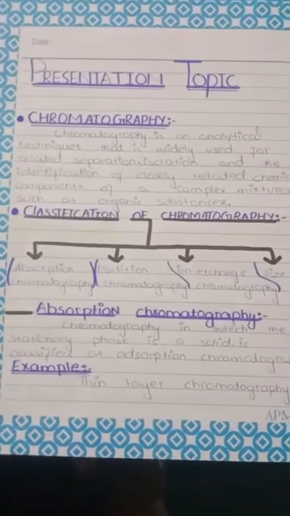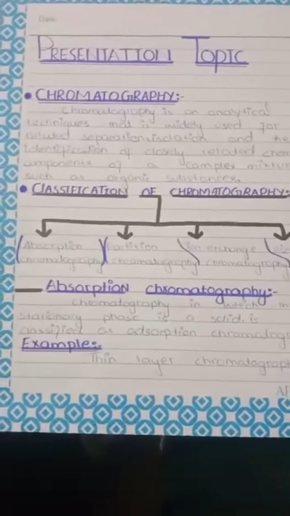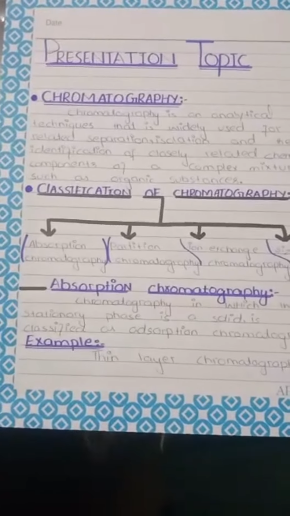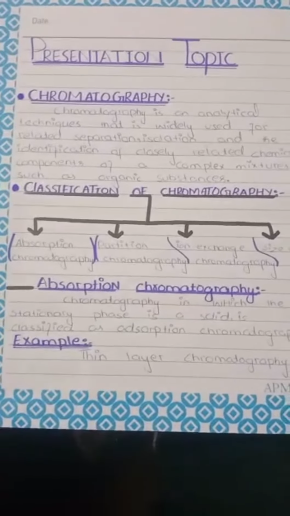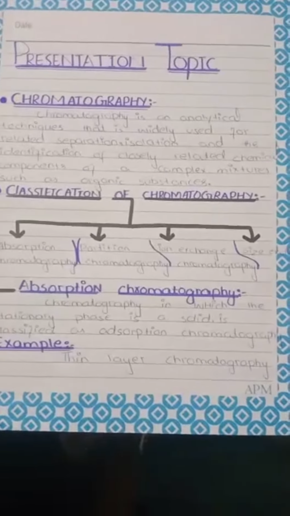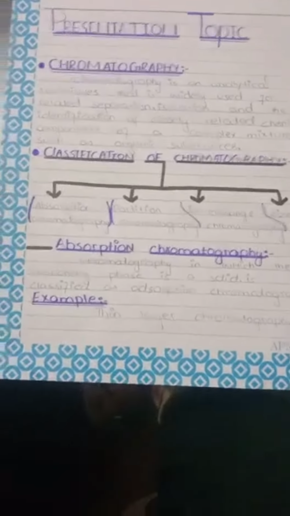The next is classification of chromatography. There are 4 types of chromatography. The first is absorption chromatography, the second is partition chromatography, third is ion exchange chromatography, and the fourth type of chromatography is size exclusion chromatography.